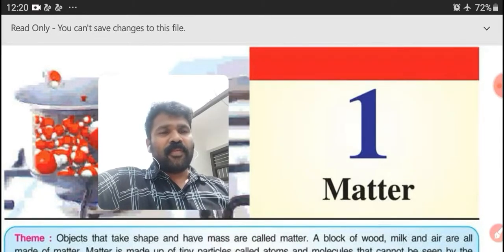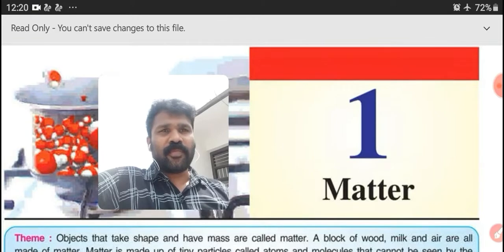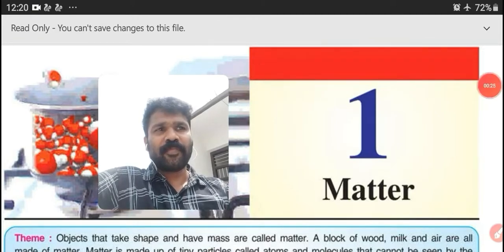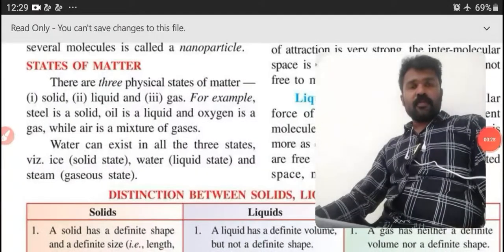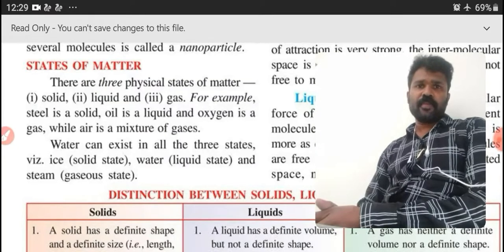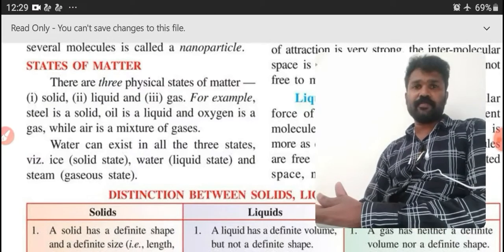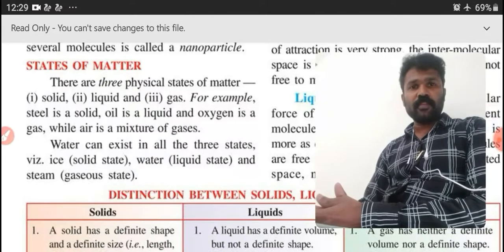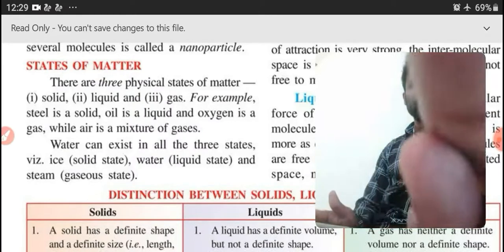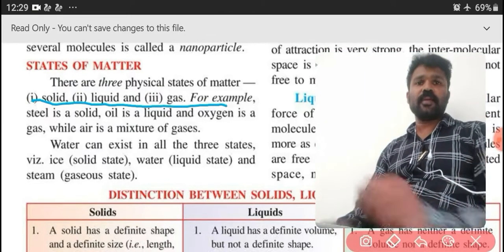Okay. Today we are going to continue our chapter Matter with the topic States of Matter. All of you, please take your book and open the particular page. Okay, we will start today's section by the topic states of matter. There are three physical states of matter: solid, liquid, and gas. Please underline it: solid, liquid, and gas.